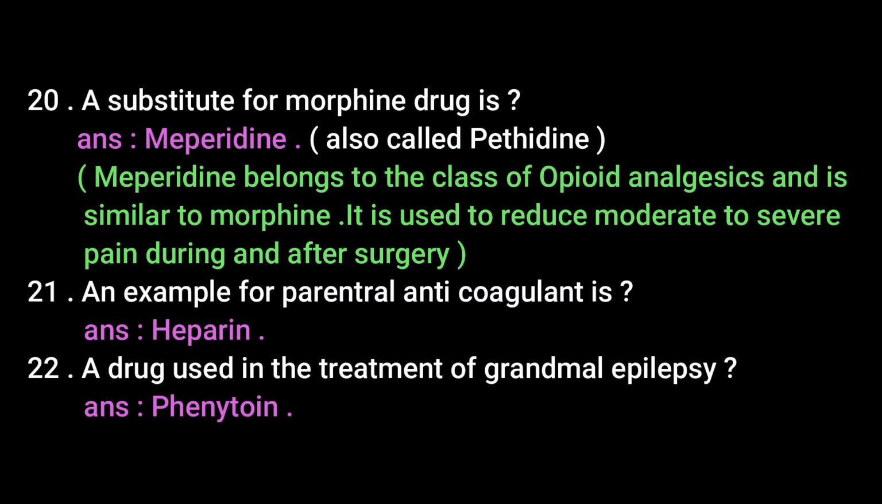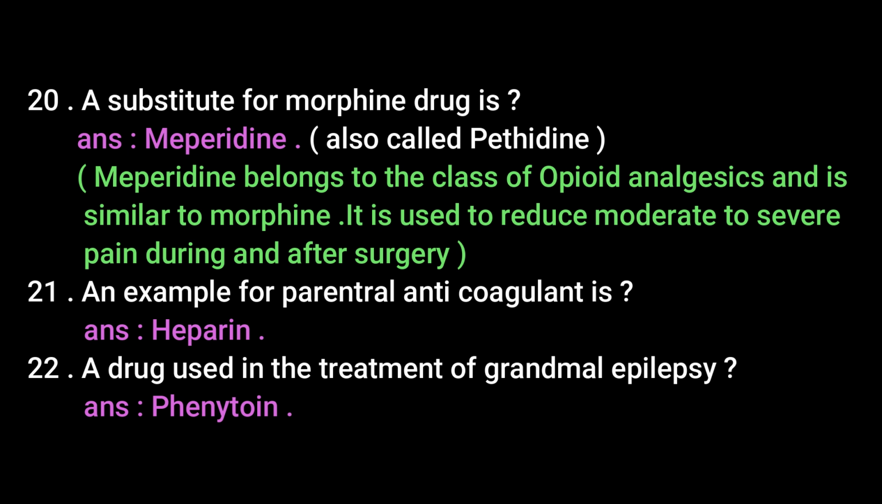Next question, a substitute for morphine drug is answer meperidine. It is also called pethidine. Meperidine belongs to the class of opioid analgesics and is similar to morphine. It is used to reduce moderate to severe pain during and after surgeries. 21. An example for parenteral anticoagulant is heparin.